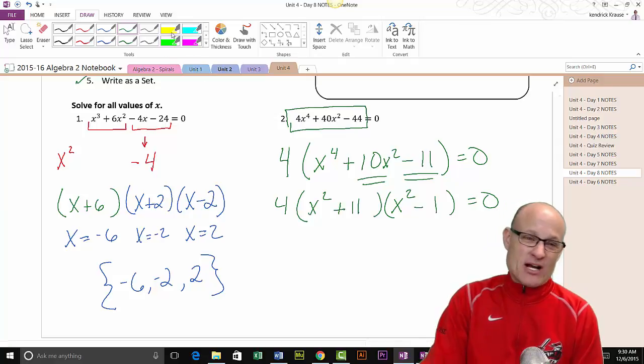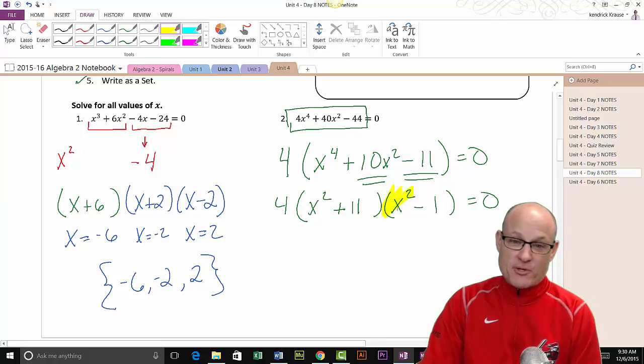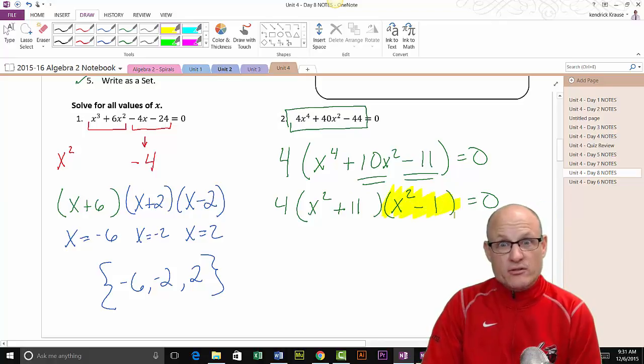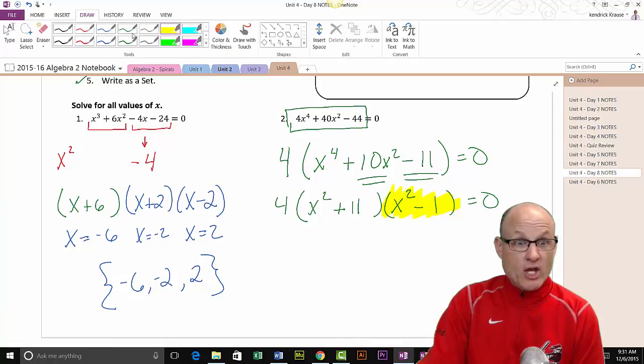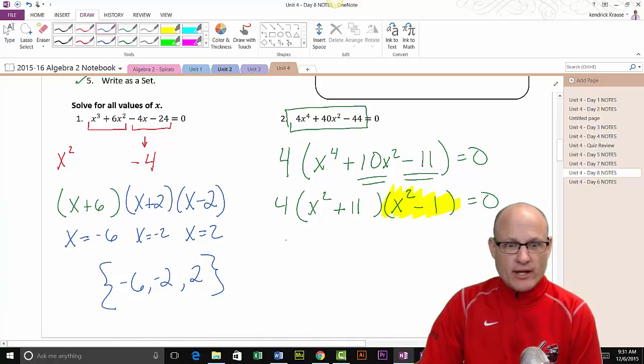Wait a second, Mr. Krause. You told us this looks like a difference of perfect squares right here. Oh, yes, it is. I don't know why I keep doing that. So, guys, this is going to get a little complicated. So I really want you to pay attention.